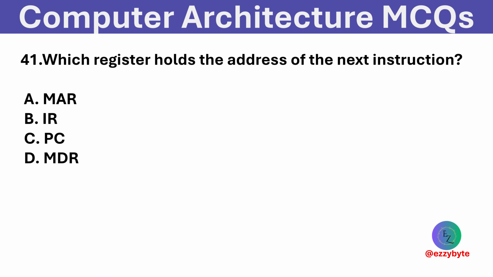Which register holds the address of the next instruction? Options are MAR, IR, PC, and MDR. Option C is correct. The program counter always points to the address of the next instruction to be fetched.